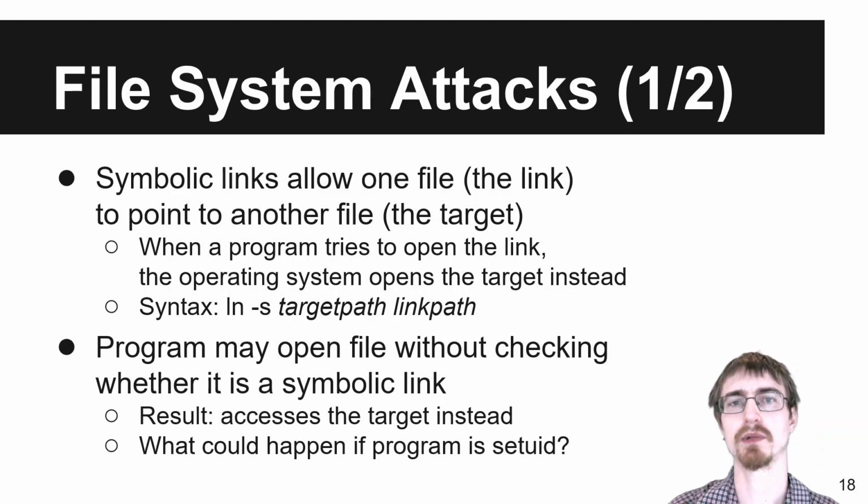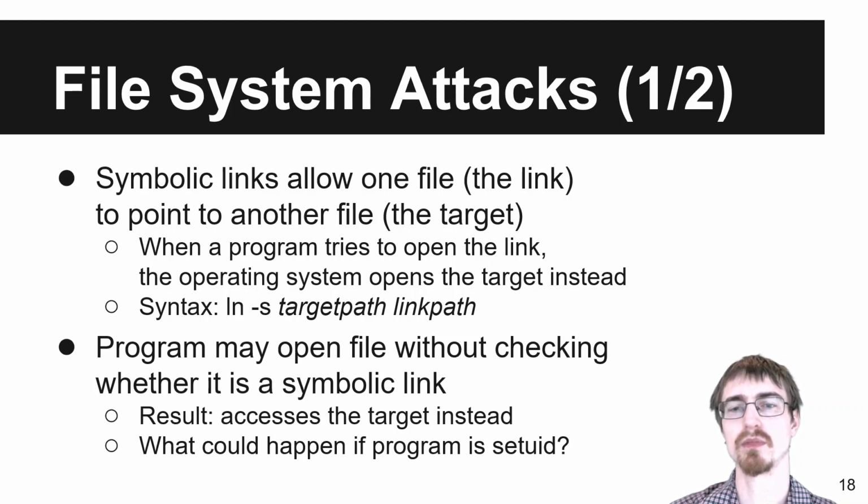Now I'll be discussing some attacks relating to the file systems. So file systems have a number of features that are quite relevant for security. And one example that we'll discuss here, because it's known for a particular famous attack, are symbolic links. So symbolic links allow you to create a link where one file, which is the link, points to another file. So the link simply stores the name of the other file, which is the target. And whenever a program tries to open the link, instead the operating system opens the target.